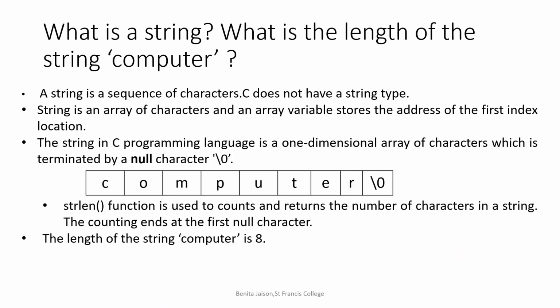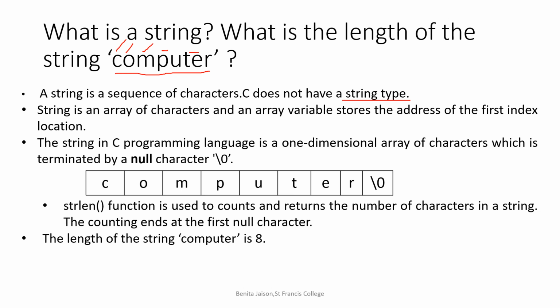What is a string and what is the length of the string "computer"? A string is made up of a sequence of characters. So here the string "computer" is again made up of a sequence of characters: C, O, M, P, U, T, E, R. C does not have a string data type. That is a specialty of the C language, that it doesn't have any string data type. If you want to store a string, it is an array of characters.